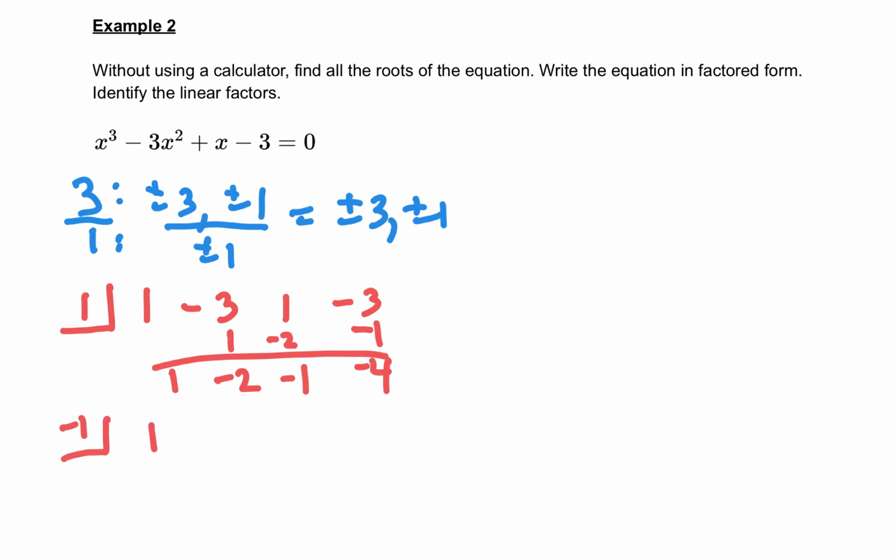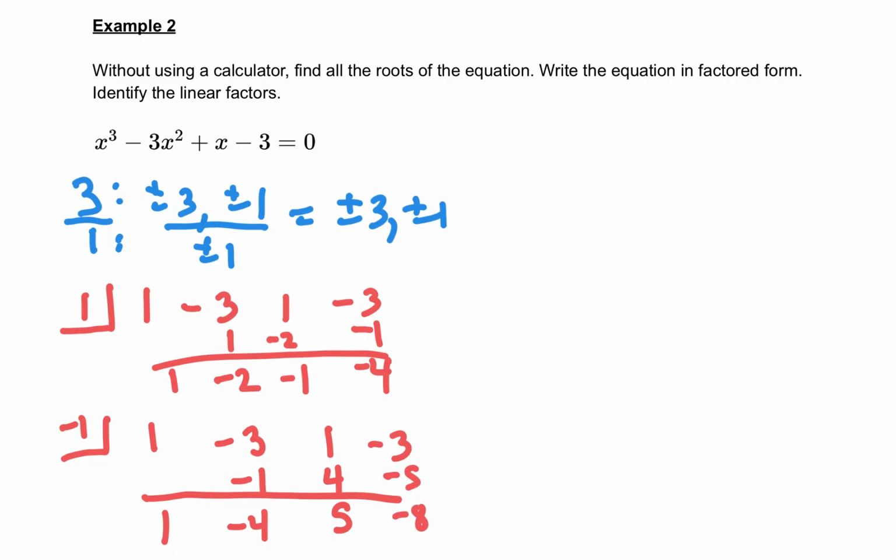So we have 1, negative 3, 1, negative 3. Negative 1 times 1 is negative 1. Negative 3 plus negative 1 is negative 4. Negative 1 times negative 4 is 4. 1 plus 4 is 5. And then negative 1 times 5 is negative 5, so it's negative 8. So that's not going to be it. So let's try 3.